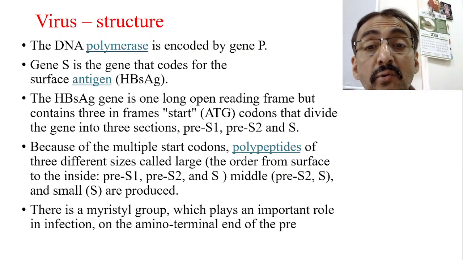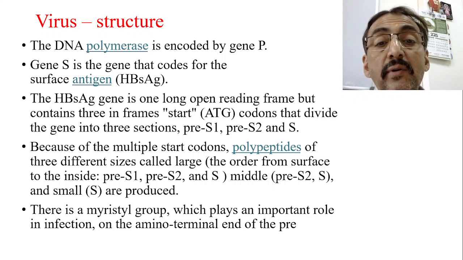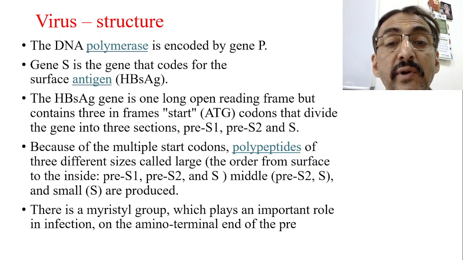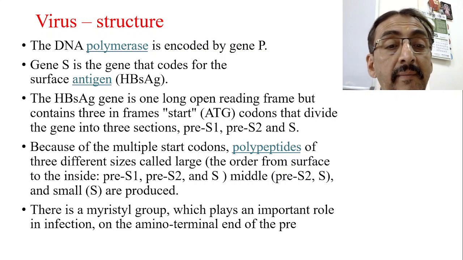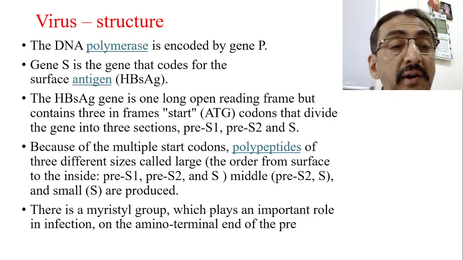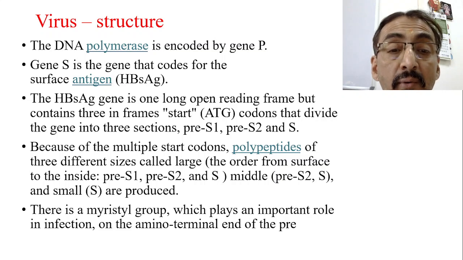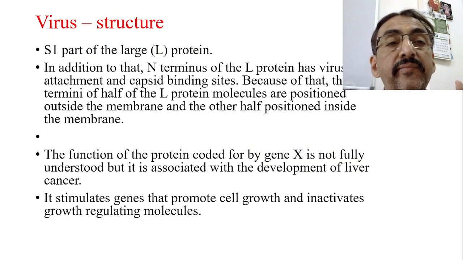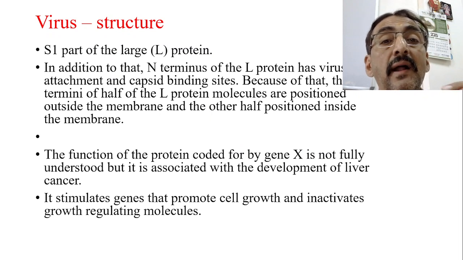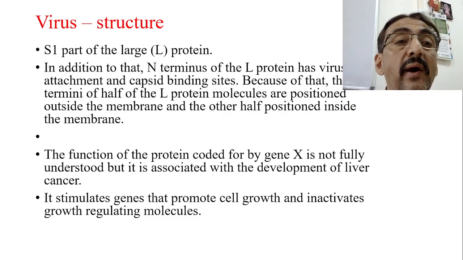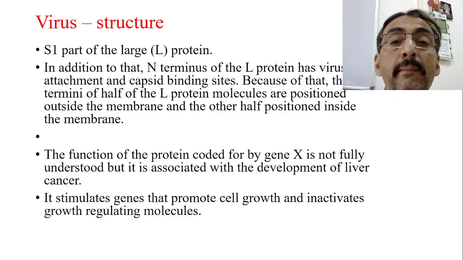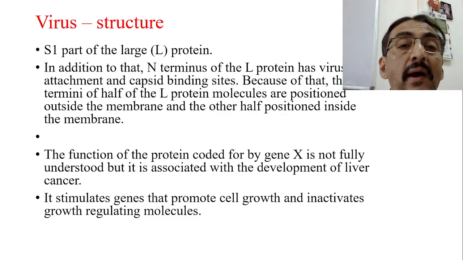Because of the multiple start codons, polypeptides of three different sizes are produced, called large, middle and small. There is a myristoyl group, which plays an important role in infection, on the amino terminal end of the pre-S1 part of the large protein. In addition, the N terminus of the L protein has the virus attachment and capsid binding sites. Because of that, the N termini of half of the L protein molecules are positioned outside the membrane and the other half inside the membrane.